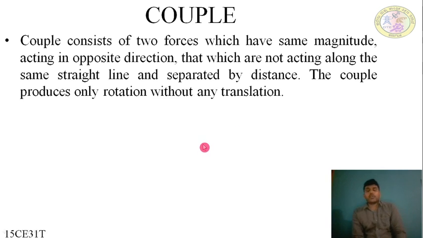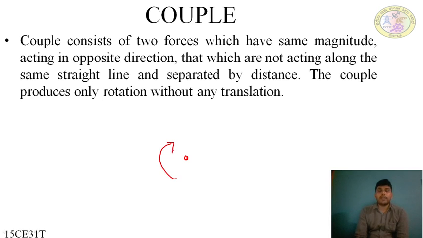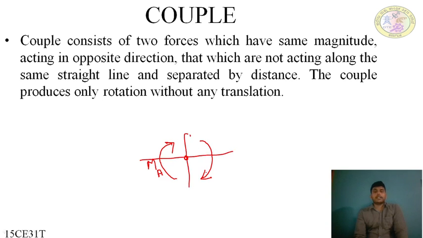Couple: when two forces of the same magnitude act in opposite directions, they form a couple, which is a combination of two moments. Suppose a moment MA is acting at a point in this direction, and the other force acts in this direction. We consider this axis, acting in this direction, MA only. This forms a couple.